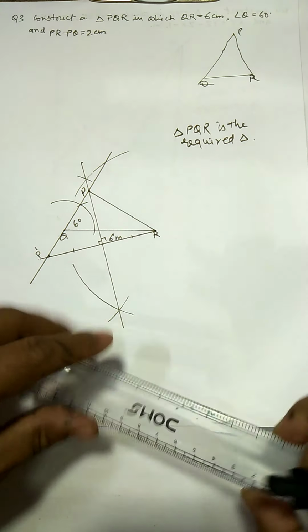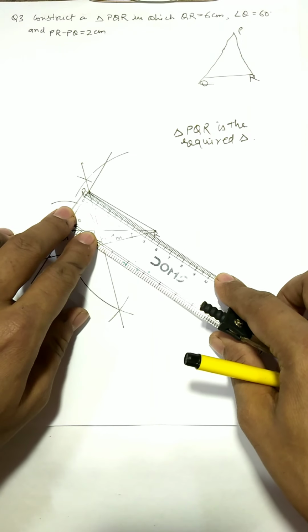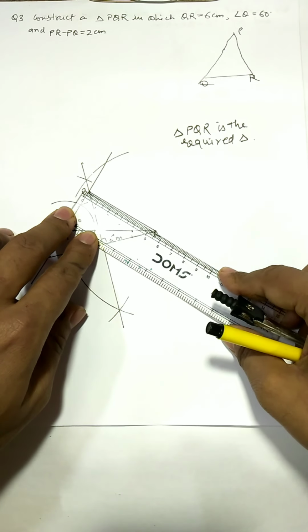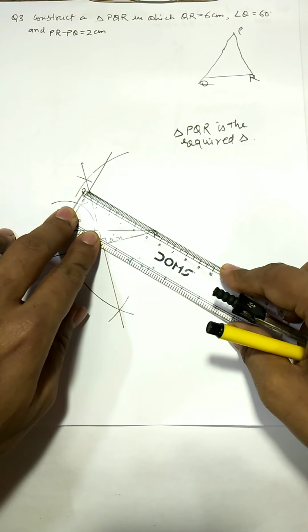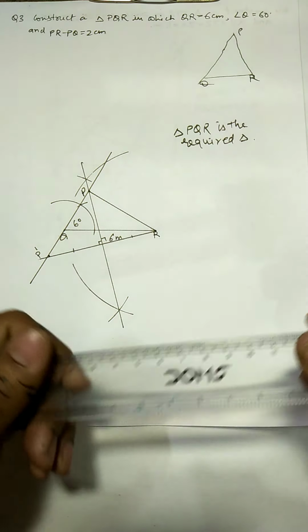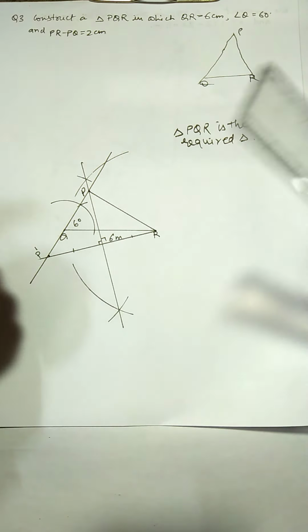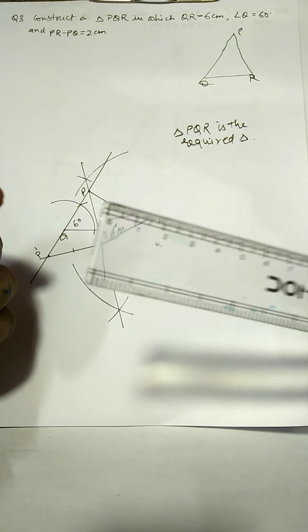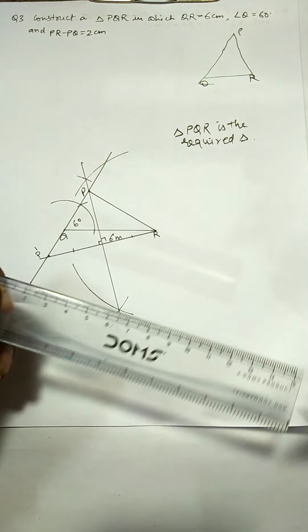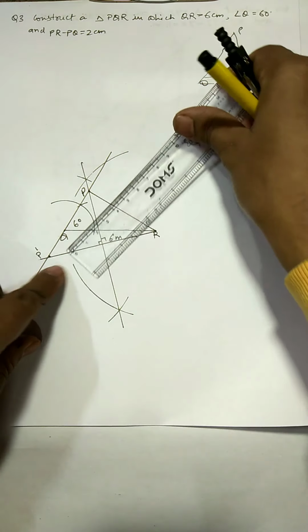You can measure the distances. At first you measure PR, because PR is bigger. So PR is coming around 5.55 something. Whenever you do a construction, a little gap or margin can be there, and it comes because maybe your pencil is not sharp, or your compass might have moved from one point to another. So a minor difference can be there.